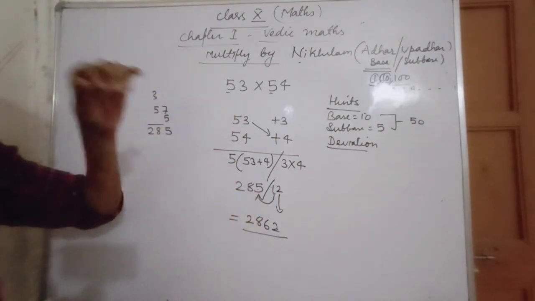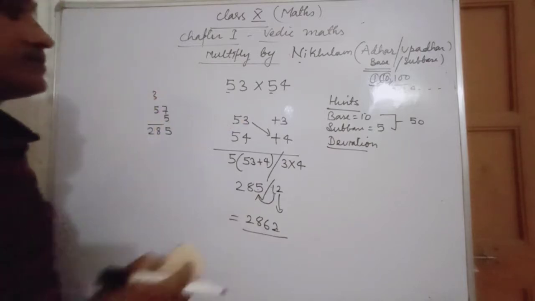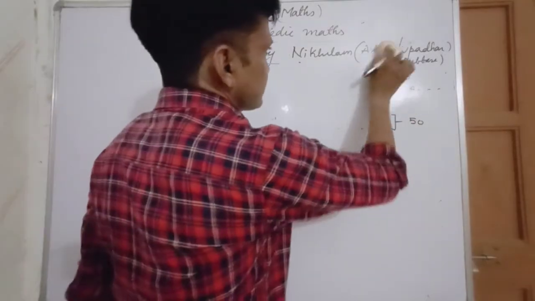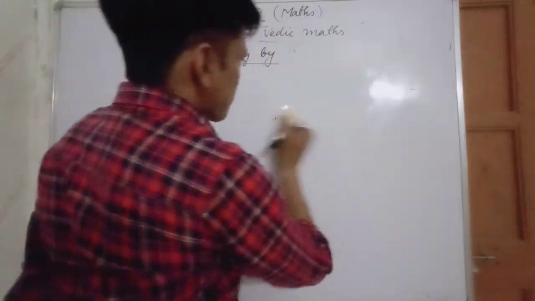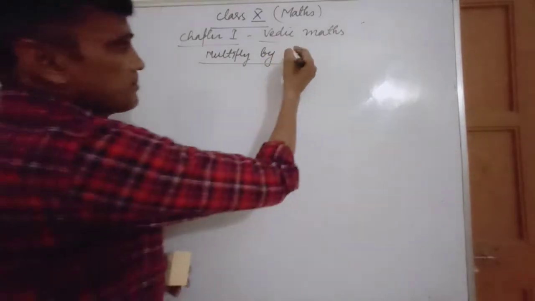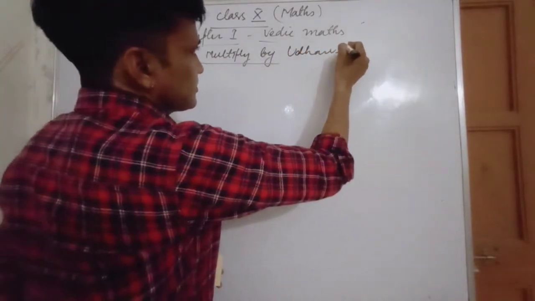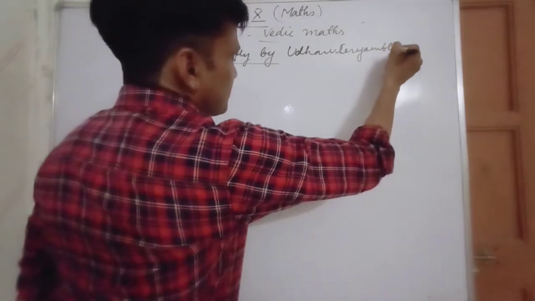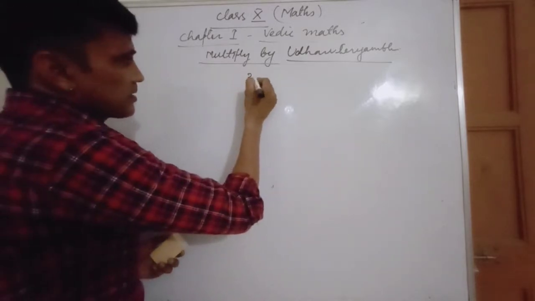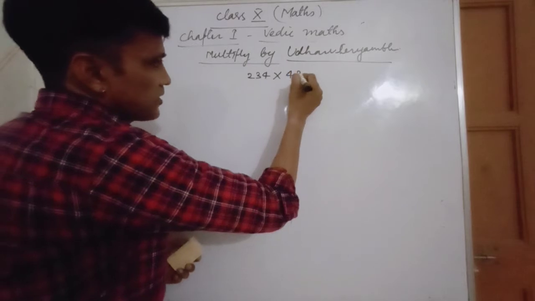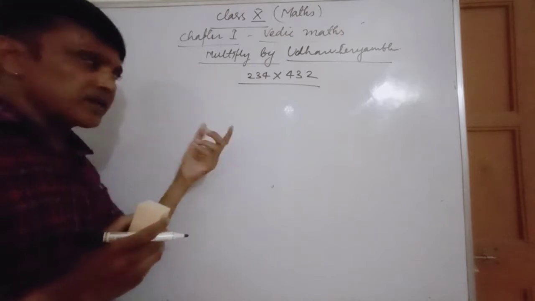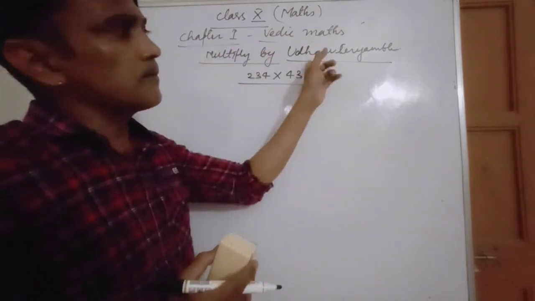Same way, if you want to multiply by the method of ऊर्ध्वतिर्यग्भ्याम्. In Hindi I say ulta pulta, any number, any digits given. If you want to multiply 234 into 432, all are separate digits. You will not apply here Ekadhikena, Ekanyunena or Nikhilam. You will apply here the formula of Vedic ऊर्ध्वतिर्यग्भ्याम्.